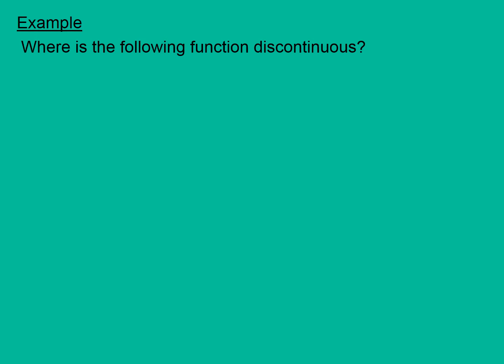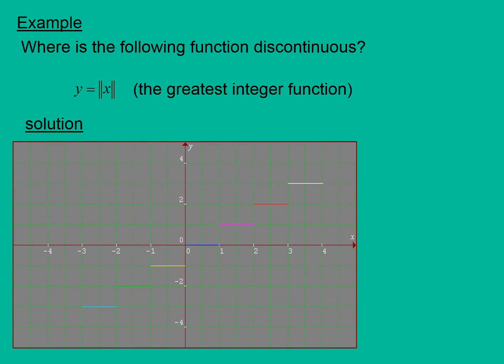Where are the following functions discontinuous? So we have the greatest integer function. We've seen the greatest integer function previously. Let's look at the graph. With the greatest integer function, let's take x equals 3. We know the function is defined here and not here. So let's look at our three criteria. First, f of 3, is that defined? Yes, that equals 3. So we go to the next criteria.